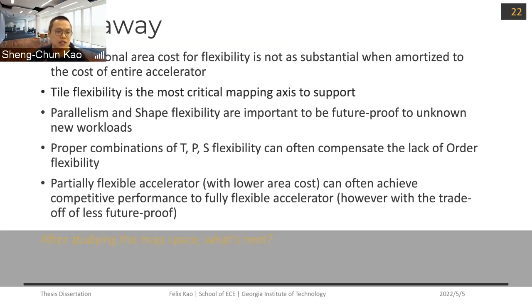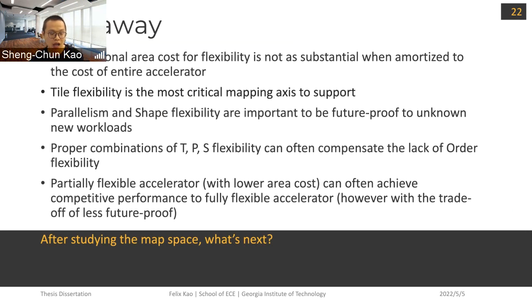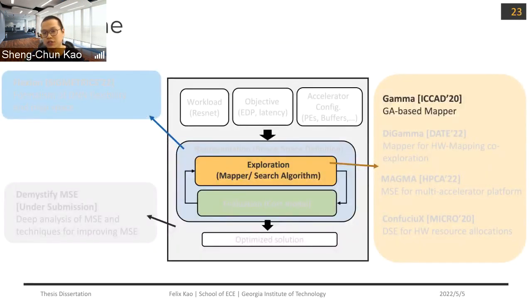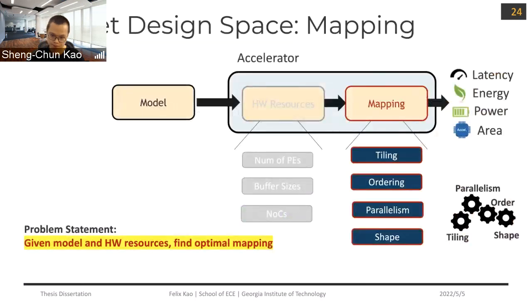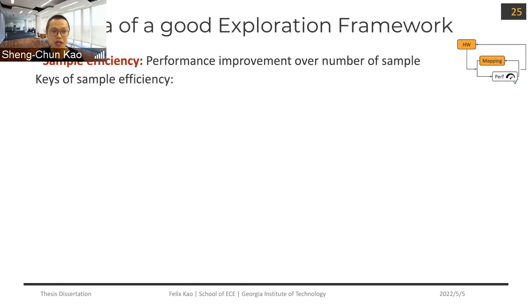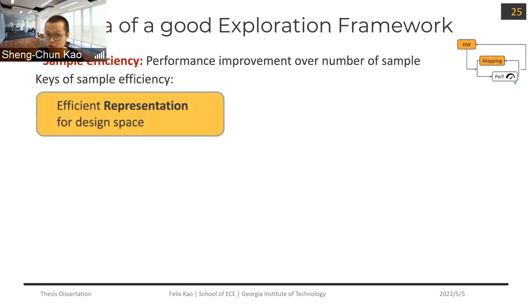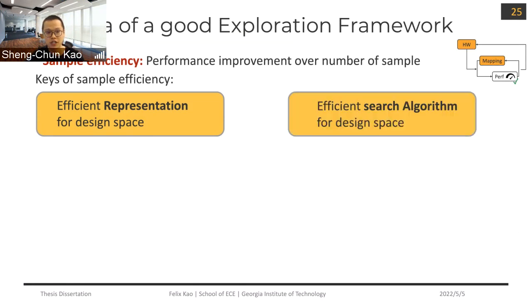So here we have studied the map space. So what's next? Actually, to exploit the performance of the map space, we need to have an efficient mapper. So here we introduce Gamma. For Gamma, the problem formulation is like this. Given a model and accelerator, we want to find the optimal mapping. The criteria of a good mapper are two: you need to have a good representation and also have a good searching algorithm.